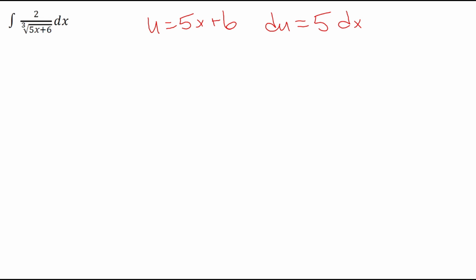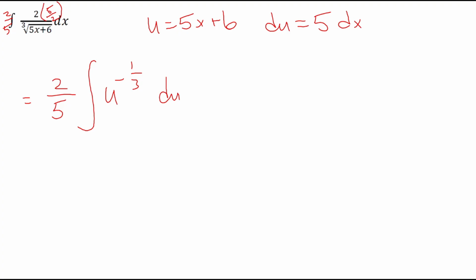Now, if you don't mind dealing with the annoying fractions, you can just say, well, if I multiply the 2 by 5 halves, that's going to turn that into a 5 dx, which would mean I have to put a 2/5 out in the front to cancel out that 5 halves. So we're going to have 2/5 of the integral of u to the negative 1/3, because it's a cube root of u in the denominator. And then 2 times 5 halves is 5, so the 5 dx becomes the du.